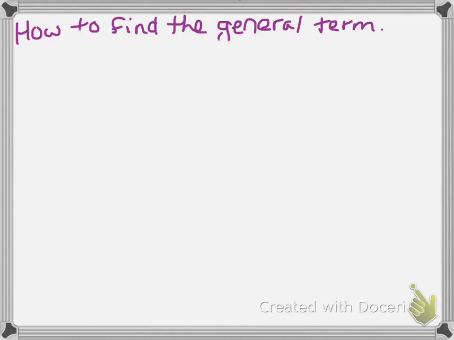Alright, so welcome. This is another video on geometric sequences, and in this one we're going to talk particularly about how to find the general term. And we know that the general term is not a specific term or a number that we're looking for, it's actually an equation. So to find the general term, the first thing we need to do is think about when we have a sequence.